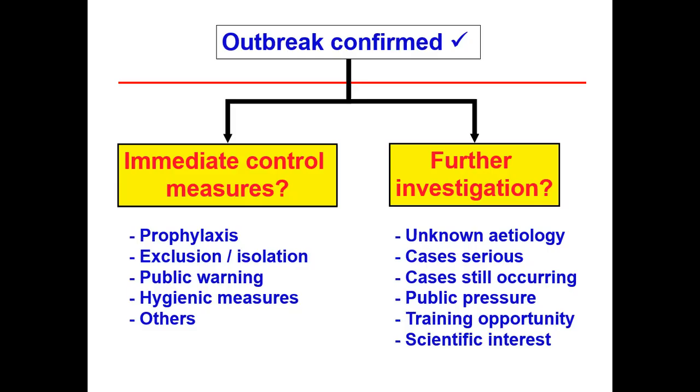Then putting hygienic measures in place, whether you want to do decontamination or you want to do fumigation. So what do you really want to do around the environmental or hygiene management of the matter? And any other thing that you can think about and come up with for control measures. Vaccination, for example. Okay, vaccination, for example, becomes a beautiful control measure.